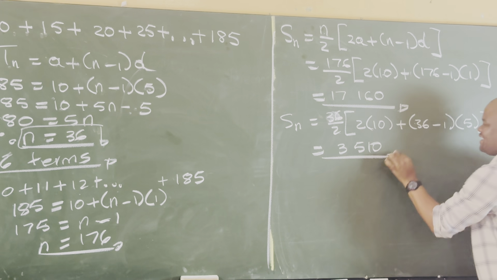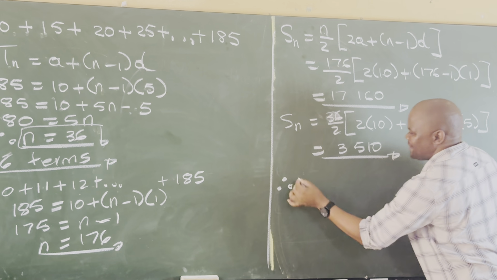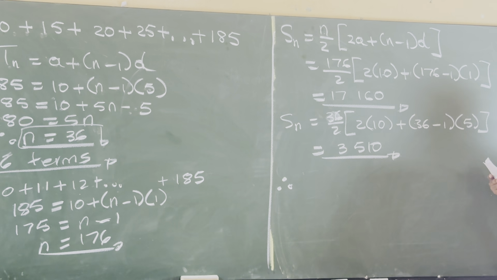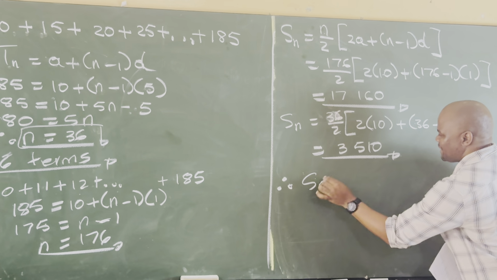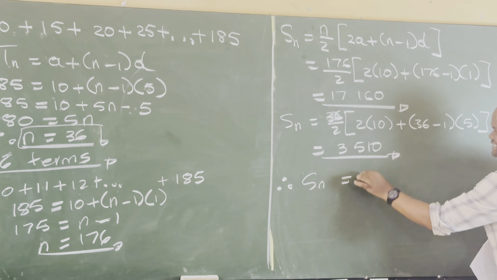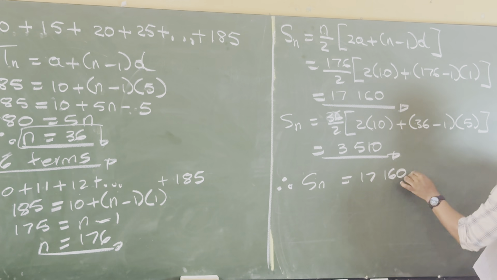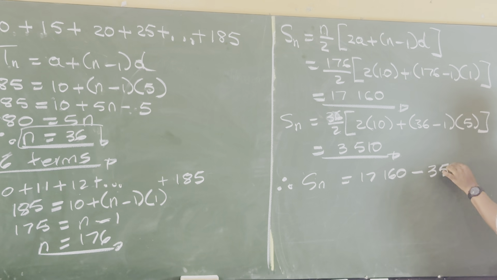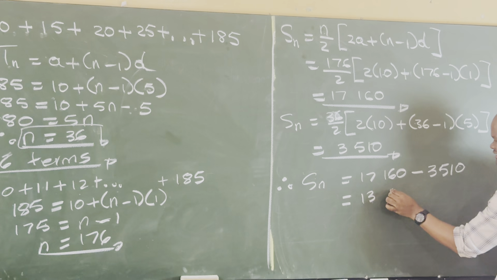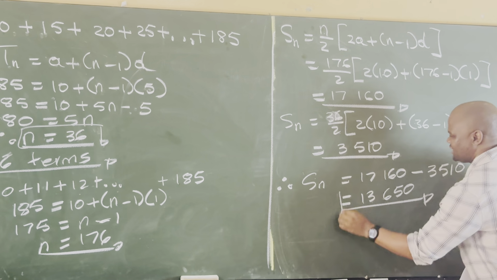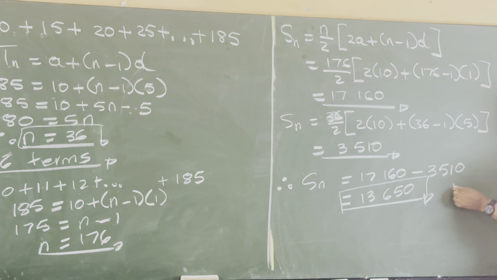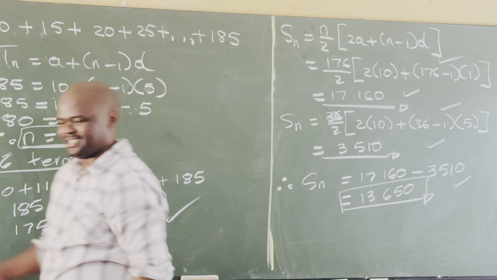3,510. And then, therefore, the sum of numbers that are not divisible by 5, we are going to say 17,160 minus 3,510. Then our solution is 13,650. So that should be our solution. Then you get your 6 marks. 6 marks. The number of terms is very important. All right.